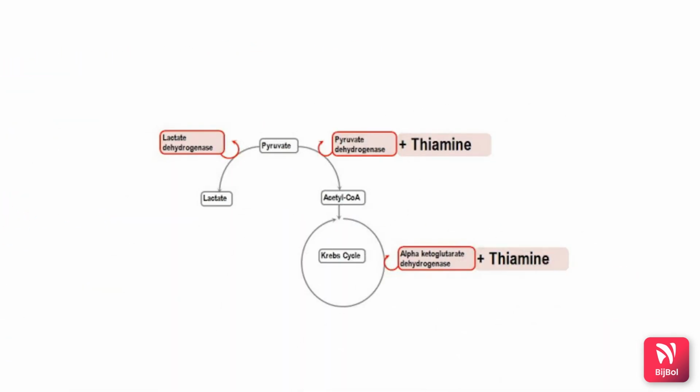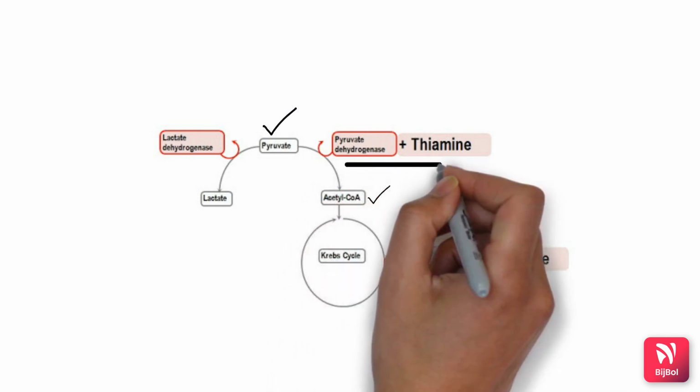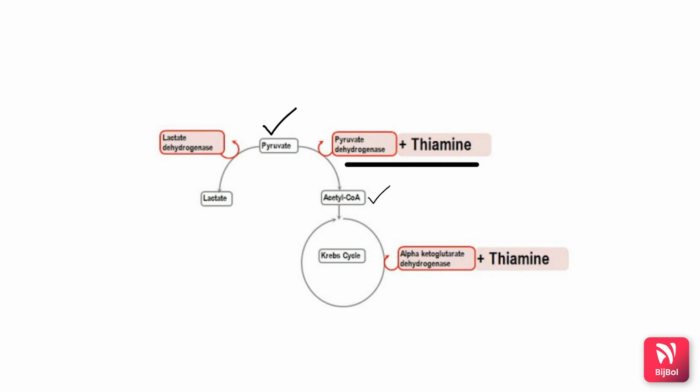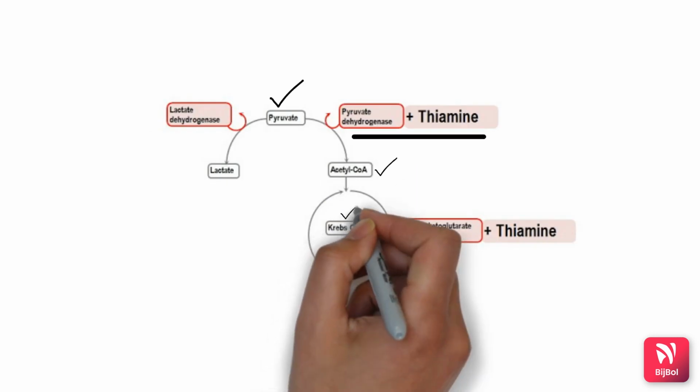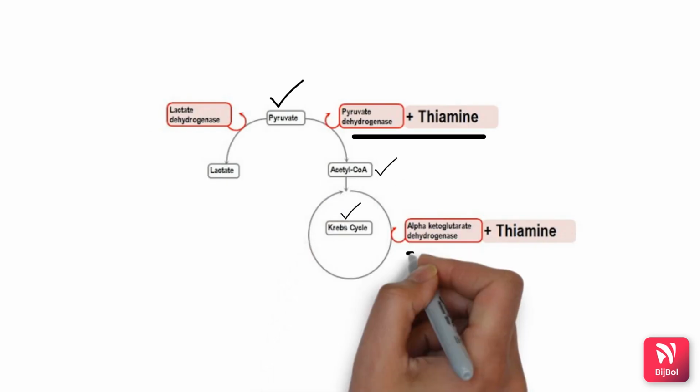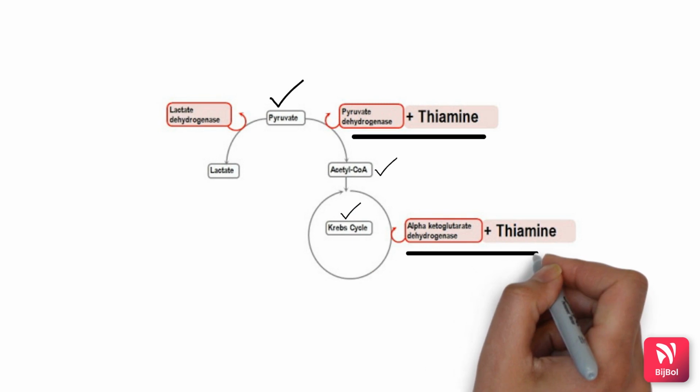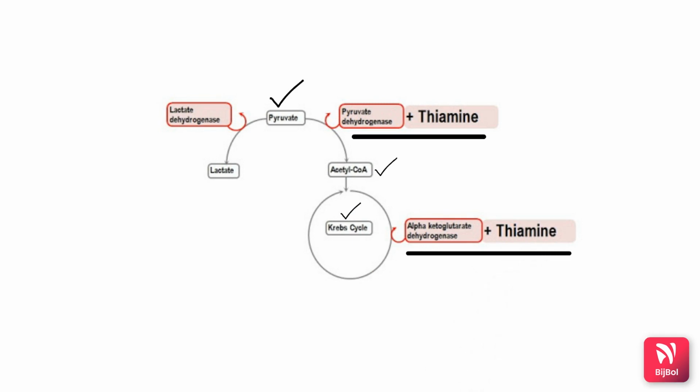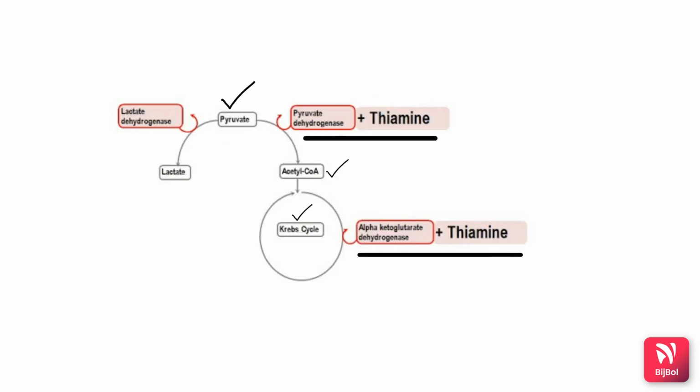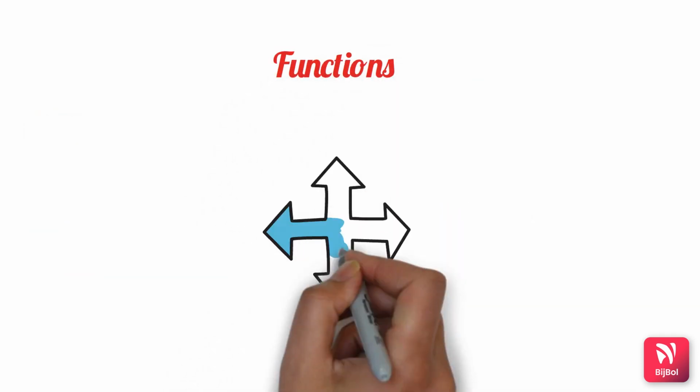So let us see in which enzymatic reactions does the thiamine involve. From the conversion of the pyruvate to the acetyl coenzyme A, thiamine acts as a cofactor along with the pyruvate dehydrogenase, and this formed acetyl CoA enters the Krebs cycle, and there also thiamine acts as a cofactor with the alpha ketoglutarate dehydrogenase. So this thiamine is acting as a cofactor with several enzymes so that the metabolic reaction will take place. That was all about mechanism of action, and now let us discuss about the functions of vitamin B1.